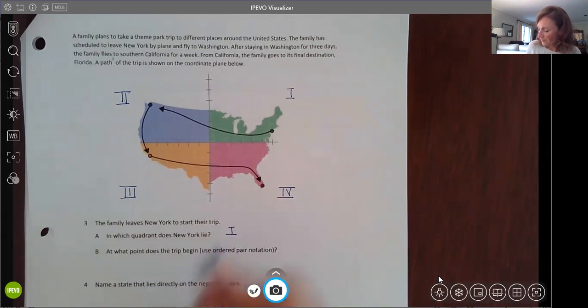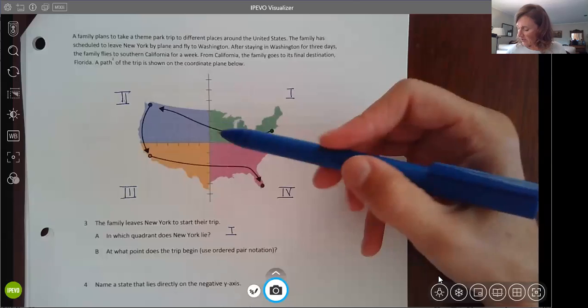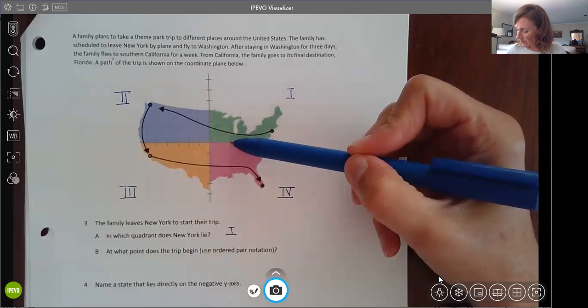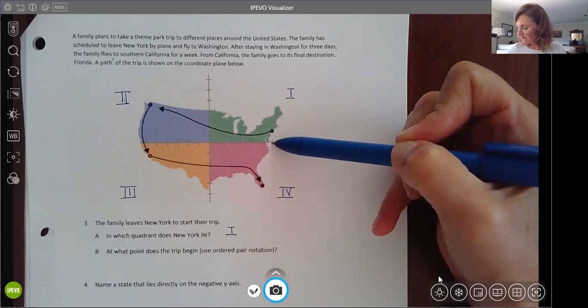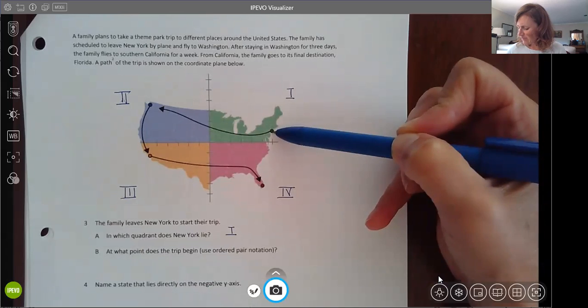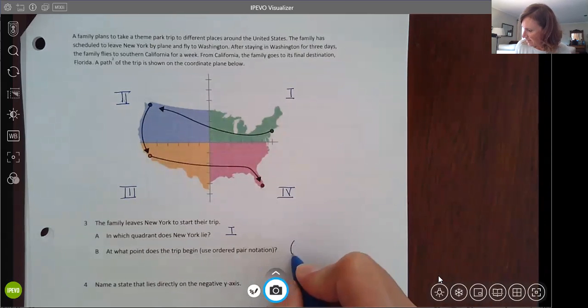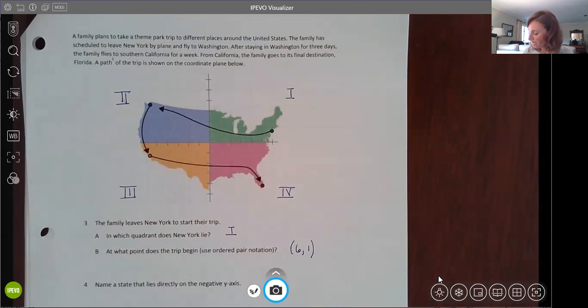It says, at what point does the trip begin? Use ordered pair notation. You can see these tick marks: 1, 2, 3, 4, 5, 6. And this is where I wish I had my glasses on. I'm assuming that's about 1 tick mark, so I'm going to call it 6, 1. You go over to the right 6 and up 1.